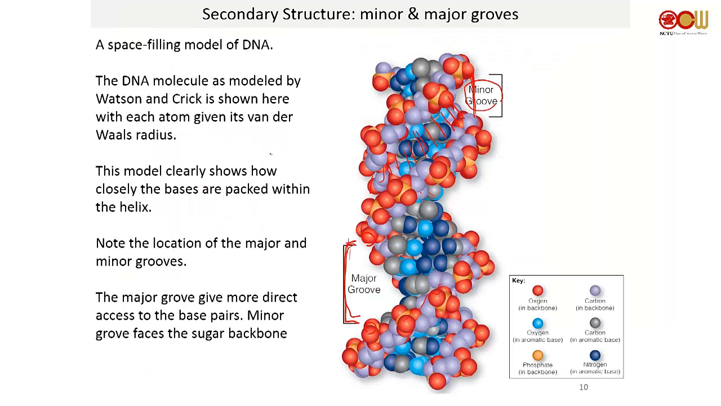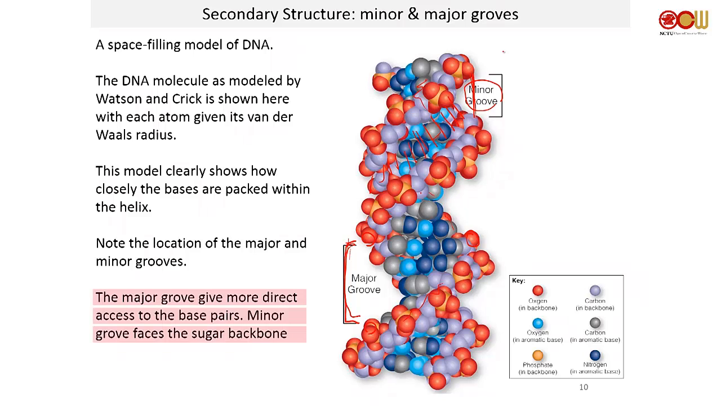All right, so the DNA molecule as modeled by Watson and Crick is shown here, with each atom given its van der Waals radius. Each ball is the van der Waals radius. And what you can see is that in the middle of the helix, it's very, very packed.